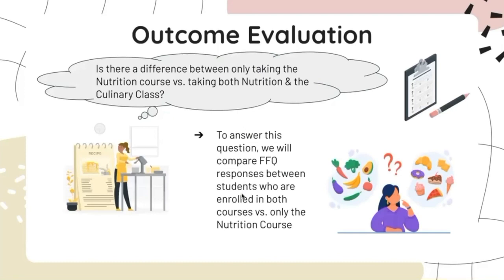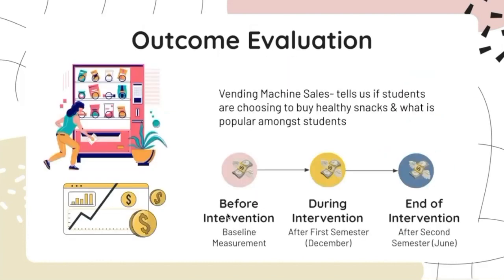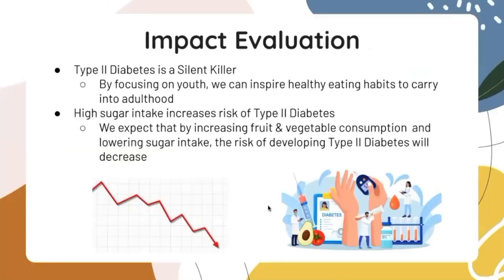FFQs between students enrolled in only the nutrition course versus students enrolled in both nutrition and culinary class will be compared to see if there are any significant differences in dietary intake. Additionally, we will be collecting data on vending machine sales to see what snacks are popular among students and if they are choosing to buy the healthy snacks. Data will be collected before the intervention, during the intervention, and at the end of the intervention at the second semester.